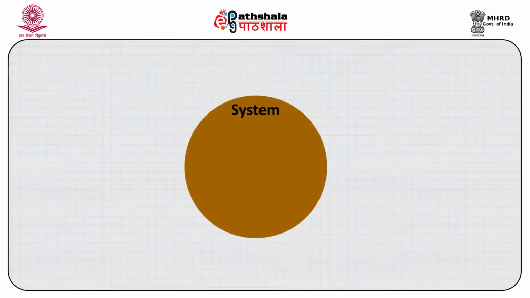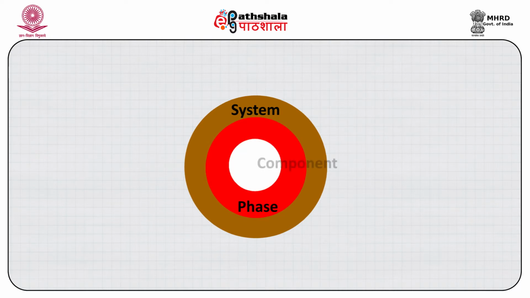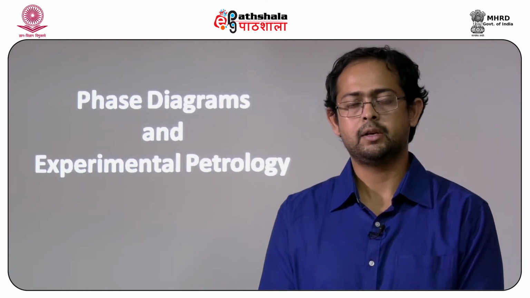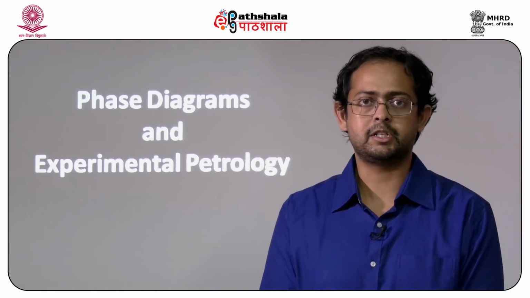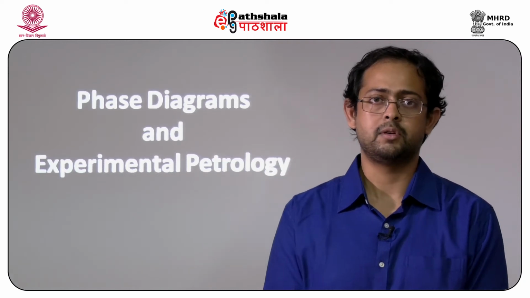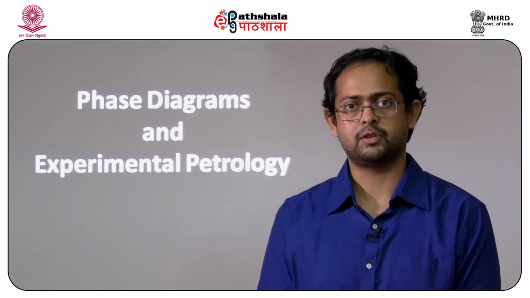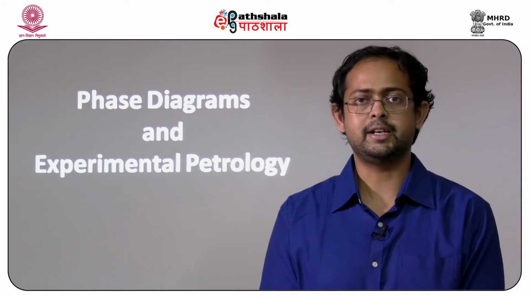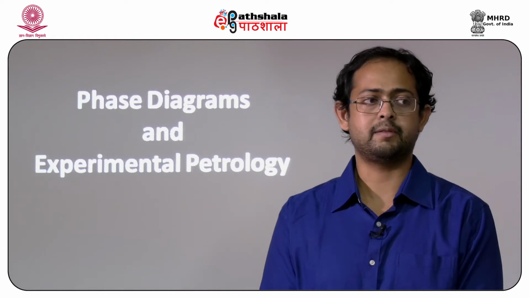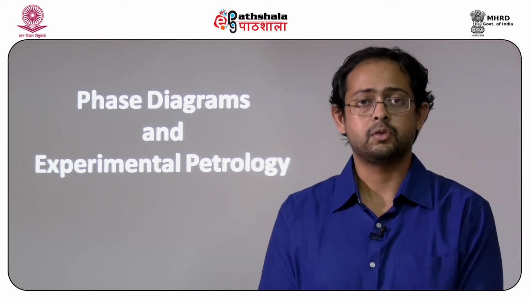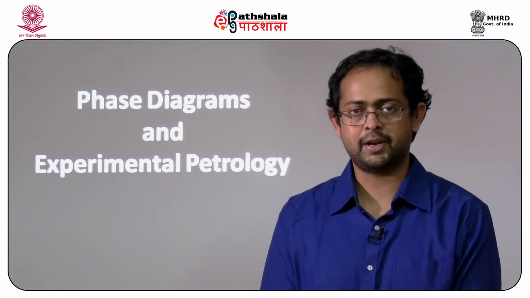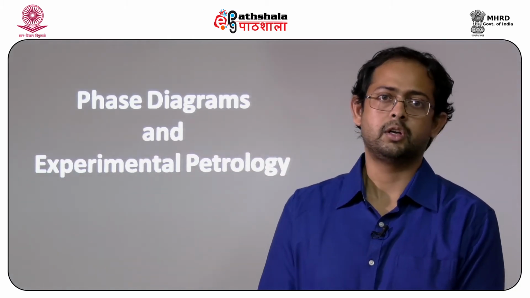So, inside a system there are phases, and inside phases there are components. When we talk about rock systems, for example, if you look at basalts, basalts are primarily made up of pyroxene and plagioclase. So if I talk about system, basalt is your system, it is made up of plagioclase and pyroxenes, that are your different phases, and of course, the chemical composition of pyroxene and plagioclase would be your components.